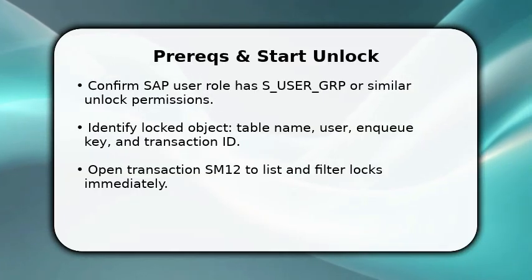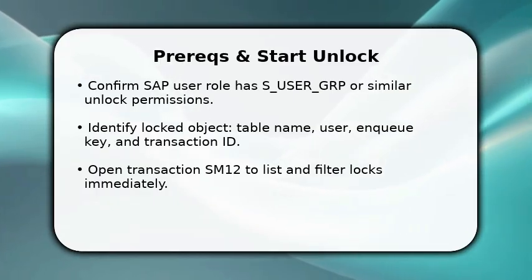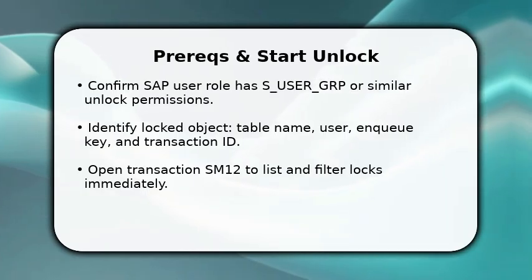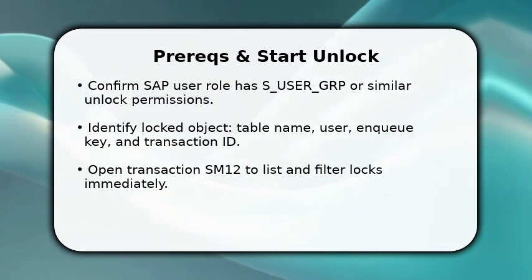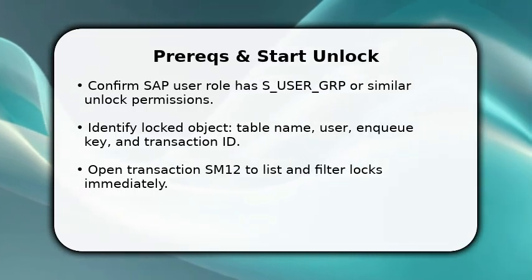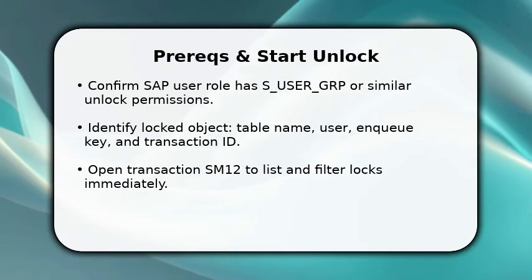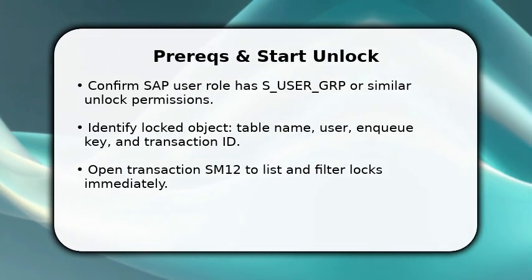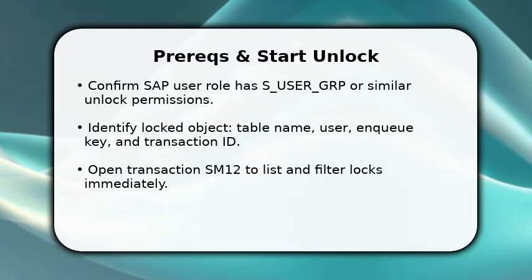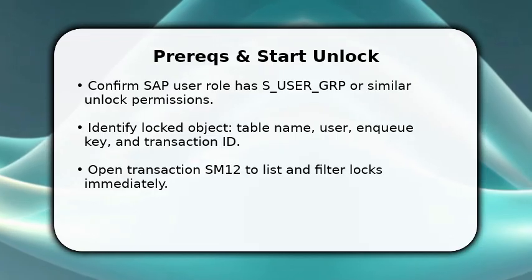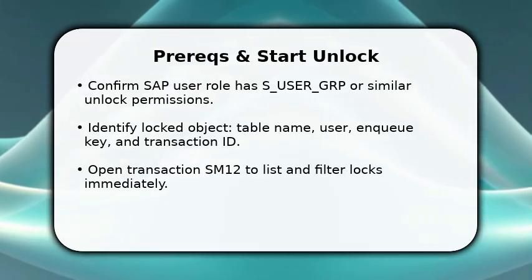You begin by verifying permissions and locating the lock. Do this now. Open SM12 and filter by table, user, or lock owner so you see only relevant entries. Once you have that list, select a single lock and review the enqueue key and transaction ID to confirm it matches the stalled process. Make sure to document the lock details and the owning user before acting, since undoing a lock affects running transactions and can cause rolled back changes.